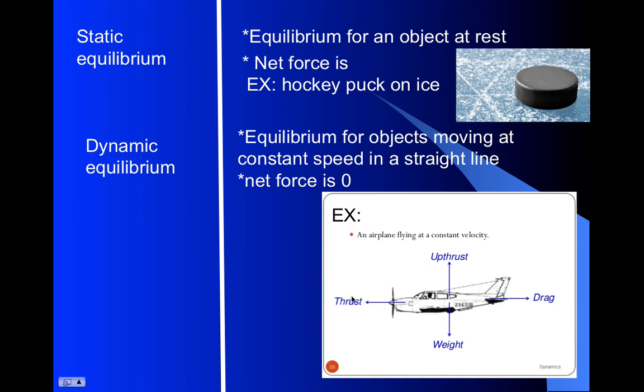So here we have the plane, and it's moving to the left. It's pushing to the left. You have the thrust going in this direction. You have the drag pulling you back, which is a net force of 0, whereas you have your lift and you have your weight, which is pulling you down. And those also negate each other, so you have a net force of 0. So you're moving at a constant speed. You're still in equilibrium.